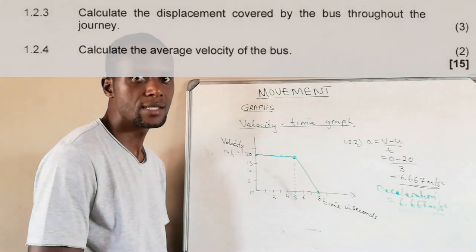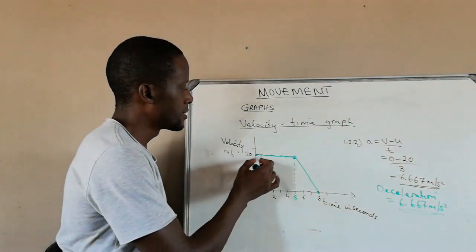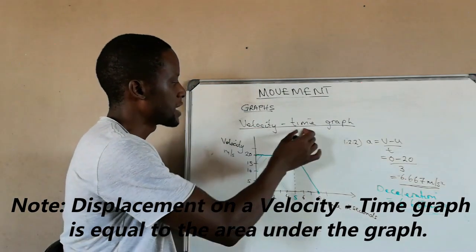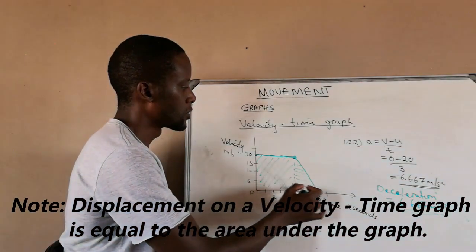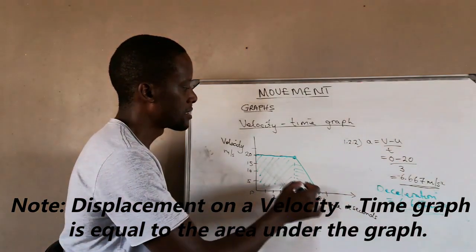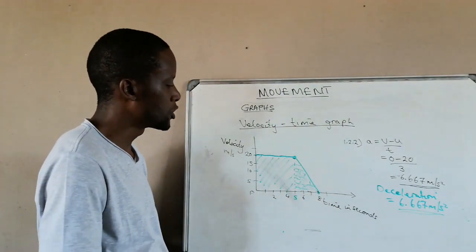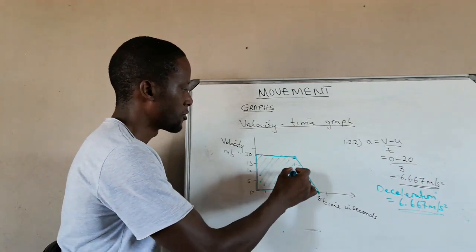journey. So like we said, the displacement is this entire area. Displacement on a velocity time graph is equal to the area. So now if we divide this graph, we'll see that there are two shapes. There is this rectangular shape that is formed.